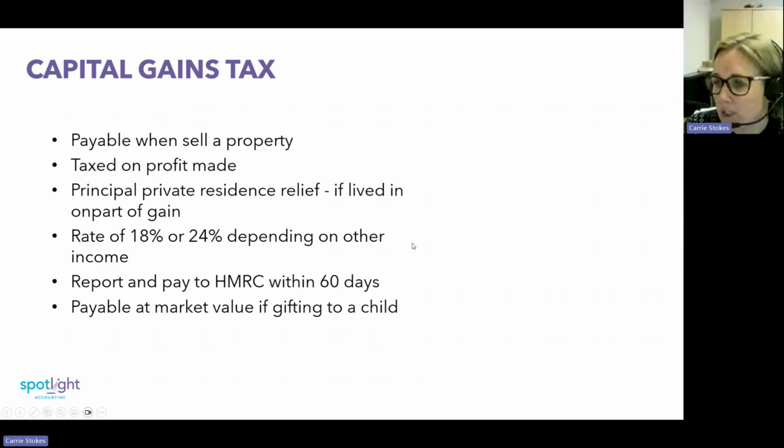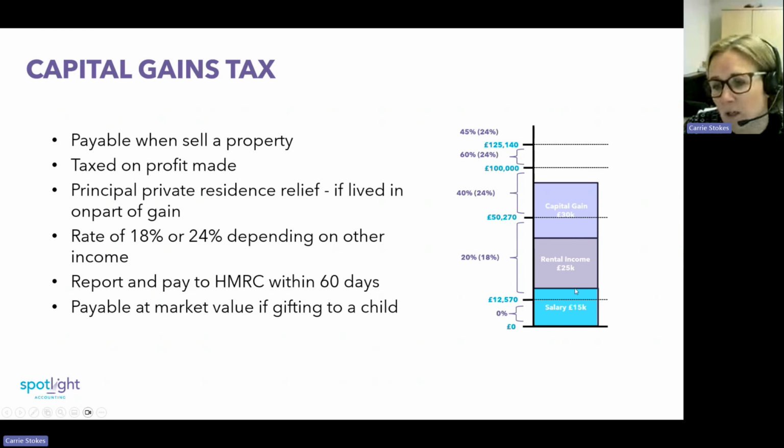If you are gifting a property to a child, there are anti-avoidance rules that you have to pay the capital gains based on the market value of that property. So again, looking at my little diagram before, if a landlord had a salary of £15,000, rental income of £25,000 and a capital gain of £30,000, part of the gain would be payable at 18% and part of the gain would be payable at 24%.